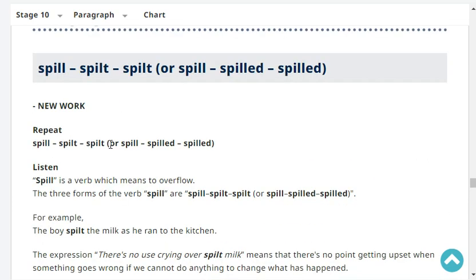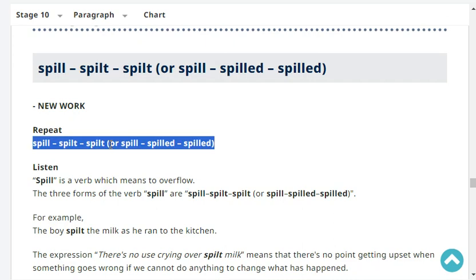Okay, next, repeat. Spill, spilled, spill. Spill, spilled, spilled. Very good.